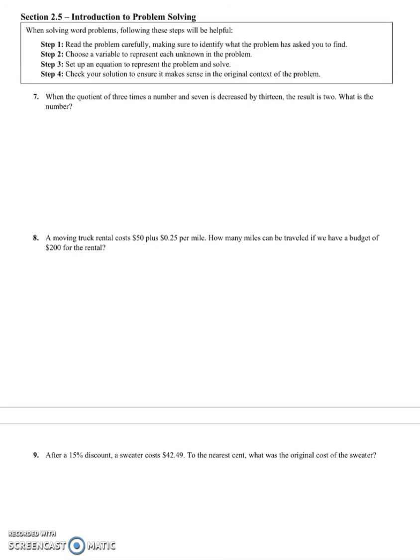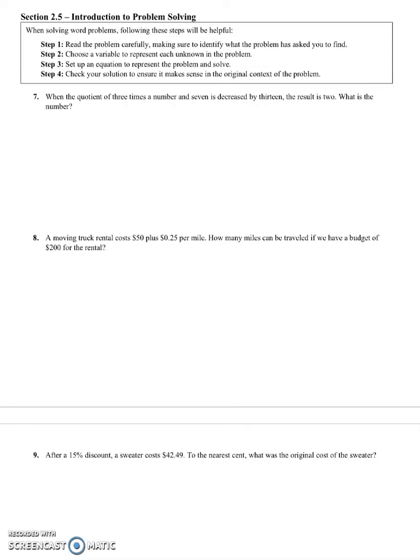Now we'll talk about section 2.5, which is an introduction to problem solving. So when we're solving word problems, the following steps are helpful. First, read the problem carefully, making sure to identify what the problem has asked you to find. Then choose a variable to represent each unknown in the problem. Then, using all that information, set up an equation to represent the problem and solve it. And then check your solution to make sure it makes sense in the original context of the problem.